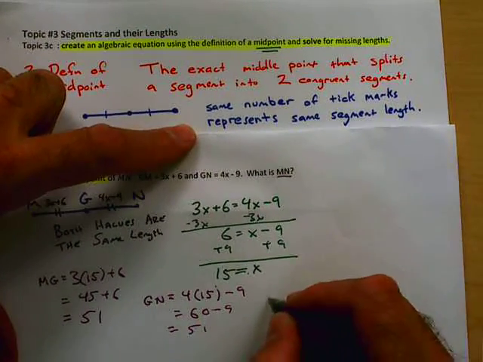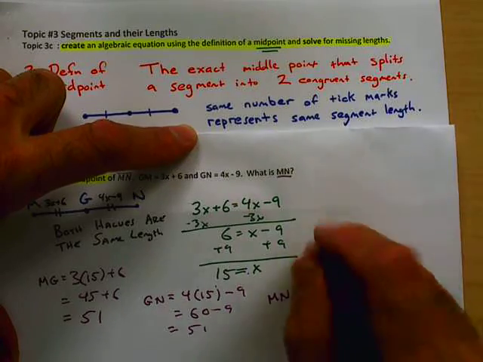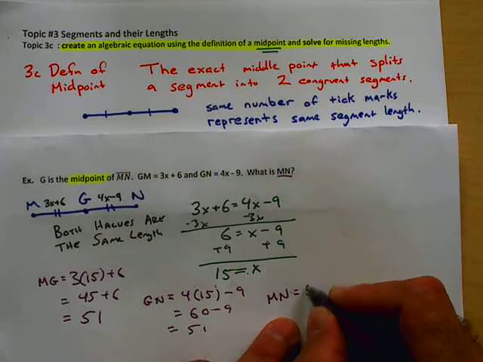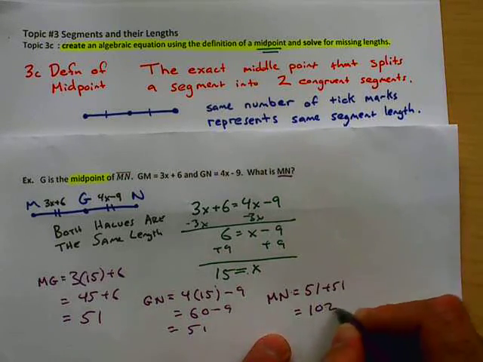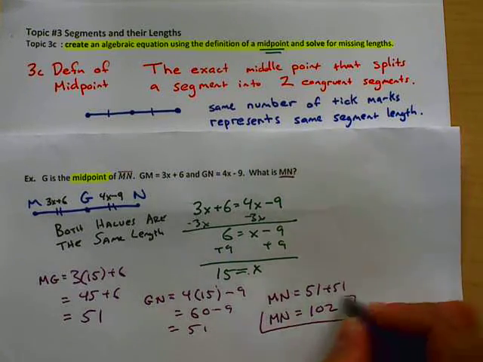Therefore, MN is going to be the sum of those two. We're going back to the segment addition postulate with regards to that. And we end up with 51 plus 51 equals 102. So MN is equal to 102. That's my answer.